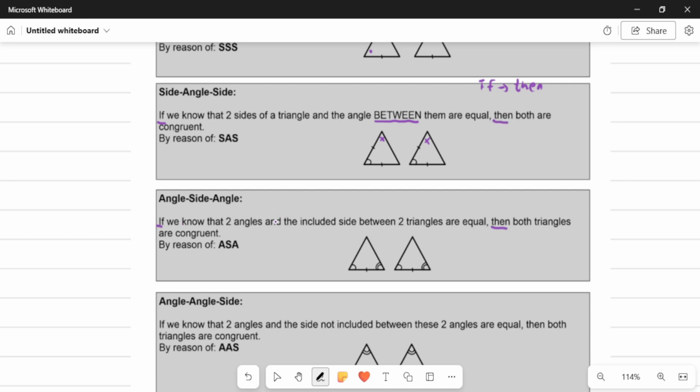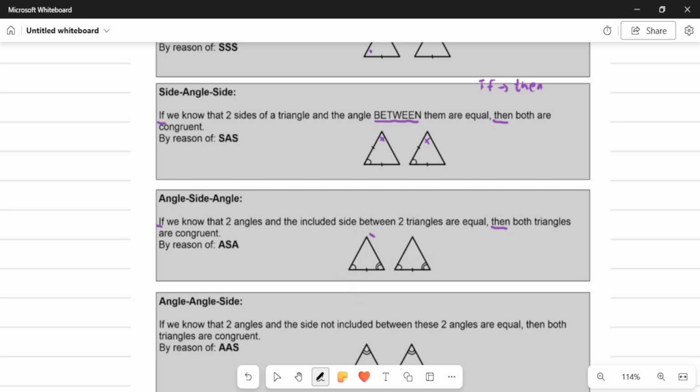If we know that two angles and the included side between two triangles are equal, then both triangles are congruent. So I have an angle here, an angle here, and the side between them are the same between these two triangles, then I can conclude that both these triangles are congruent. You understand the significance of this? If I can prove that two angles and the side between them are equal, then I can prove these two triangles to be congruent.